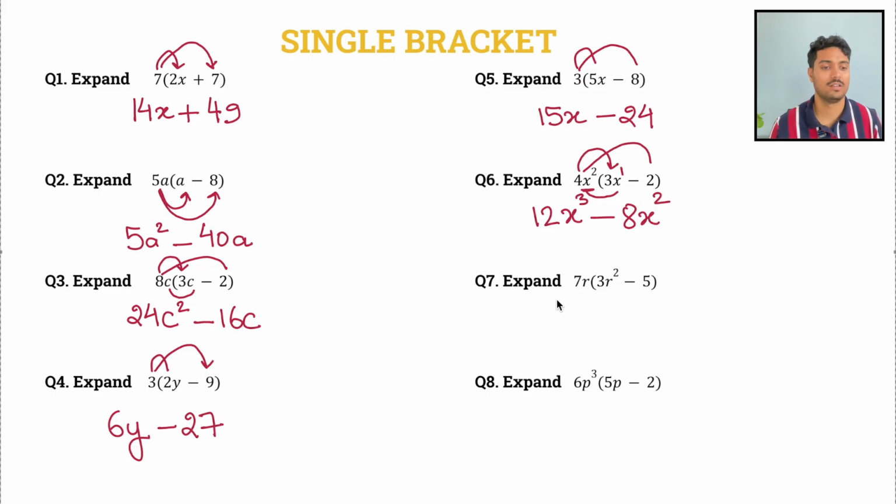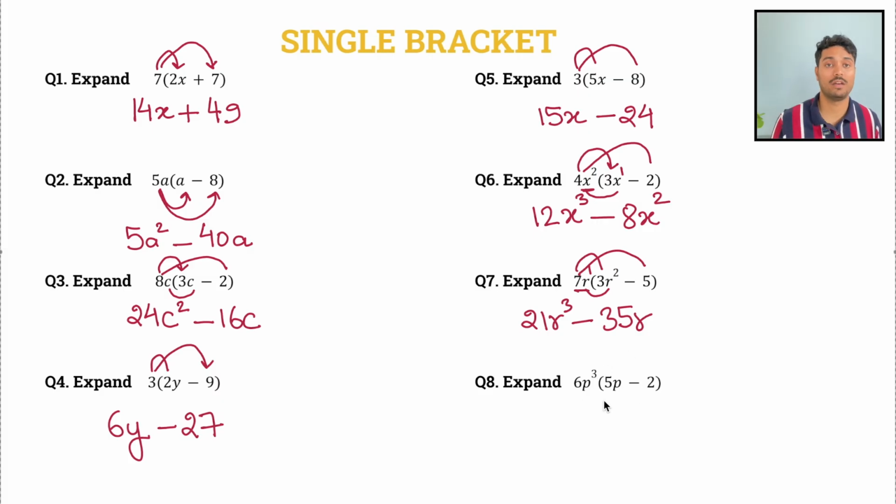Question number 7. 7r multiplied by 3r square minus 5. So 7 multiplied by 3, 21. r multiplied by r square, so r to the power 1, r to the power 2. Powers will add, so r raised to 3. Now 7r multiplied by minus 5. So plus minus minus. 7 into 5, 35. And we just write r as it is because there is no other variable.